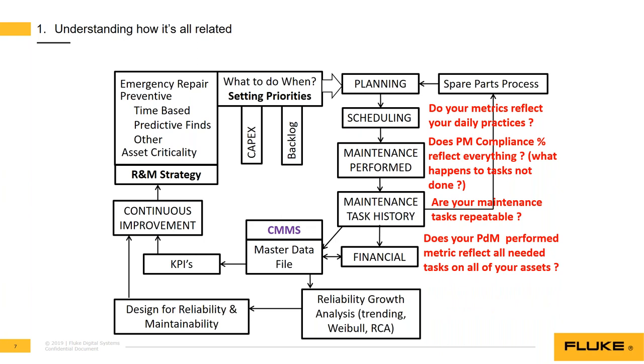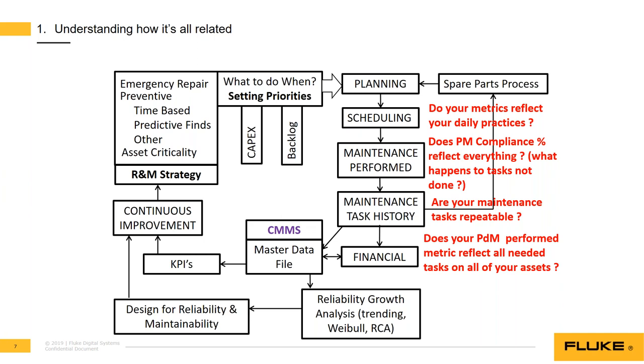Does your PdM, or predictive, metric reflect all the needed tasks on all of your assets? Another example is to go in and hear, well, we're 95% compliant on our PMs, including technologies. And then you go out on the floor and say, that can't be, and you go back in and ask, are you doing predictive technologies on all the assets that you think need it? And they're very quick to say, well, no, we don't have the kind of resources for that. And I said, how much of your assets are you doing on what you think should be done? Oh, we're barely hitting 20-30% of those things that should be done.